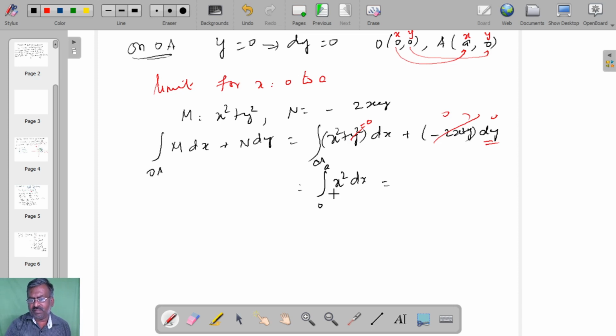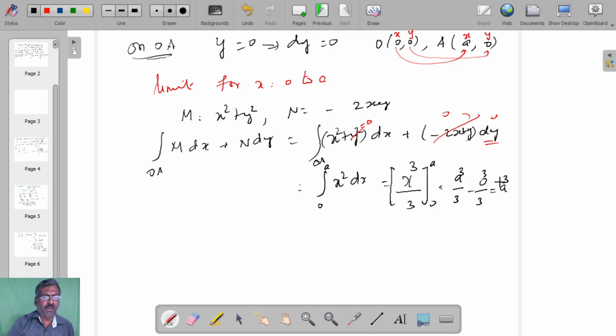So x squared is already available. So increase the power by 1, x cube by 3. Now apply the limit here, 0 to A. So apply the upper limit first. A cube by 3 minus 0 cube by 3. So equal to A cube. So for the line OA we find the answer.